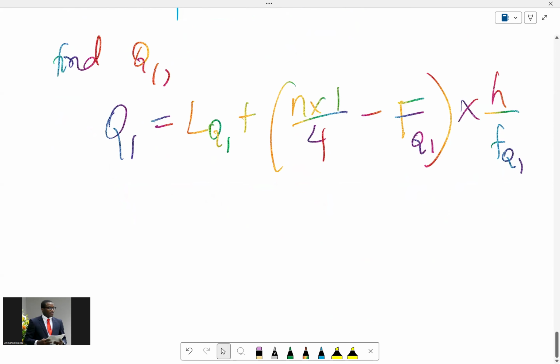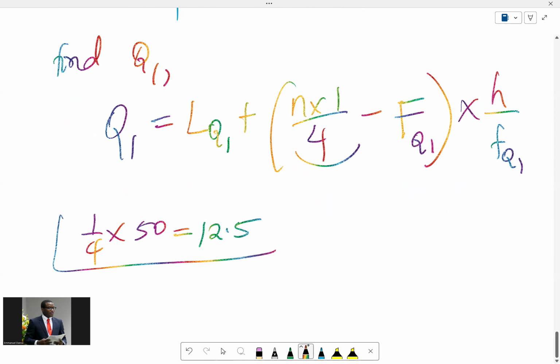So I'm adding the Q1 just to indicate what all of that should be. So first of all, we need to identify the first quartile class. Okay. So we can easily do that by just doing 1 over 4 times 50. So that's 50 over 4. That's 25 over 2, which is 12.5.